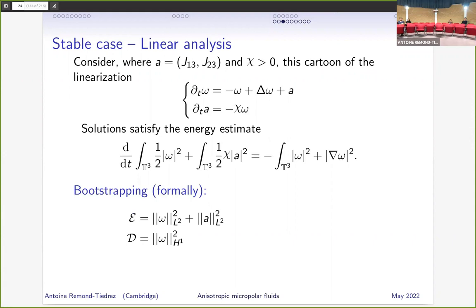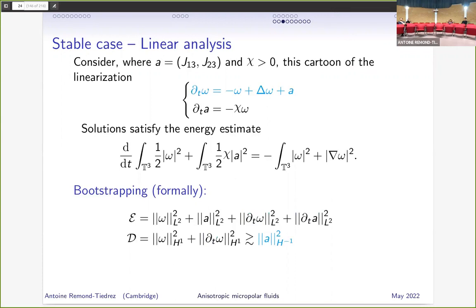So this is my energy of omega and A in L2. My dissipation is omega in H1. So now I want to somehow control this L2 term here. The problem is I'm kind of stuck because I need to control time derivatives of omega to control anything on A using the equations. Okay, that's fine. Just take a derivative in time and then do the same thing, add them to your energies and dissipation. That's what you get. And now you're in business, right?